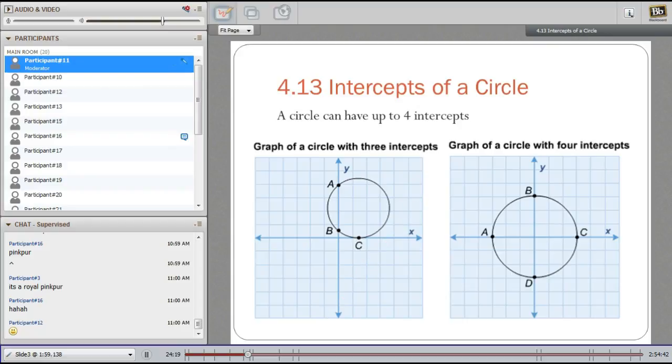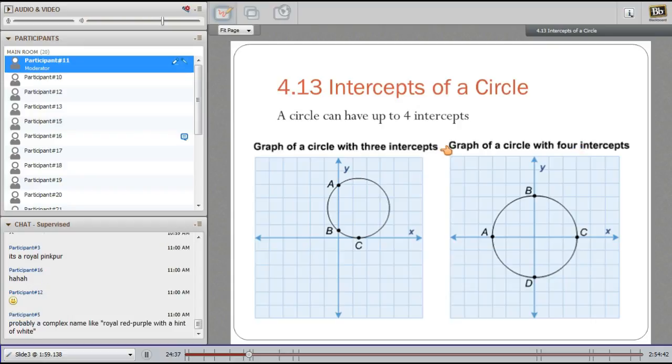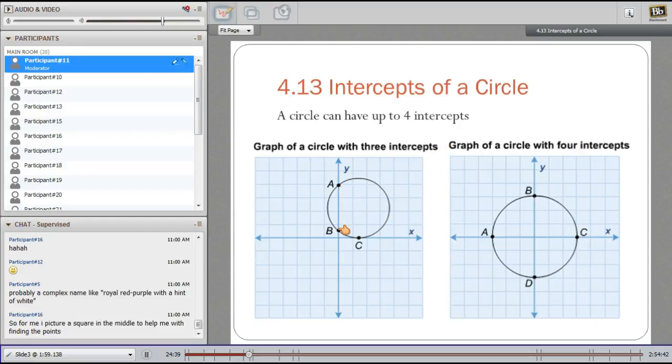All right, so same thing for a circle. You're going to have intercepts. You can have up to 4. As this picture is showing, it's centered right at 0, 0. You have 2 y-intercepts and 2 x-intercepts for a total of 4 intercepts altogether. You might have just 3. As this picture is showing, you have 2 y-intercepts, 1 x-intercept.